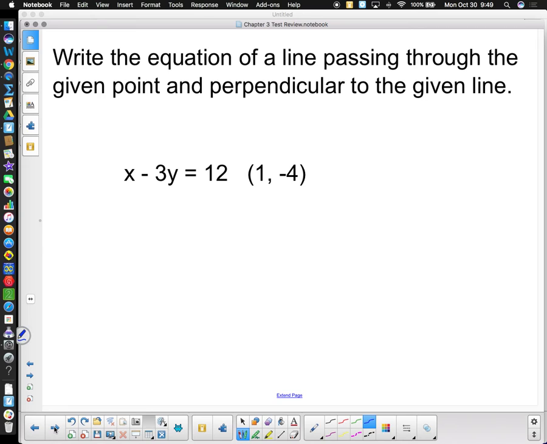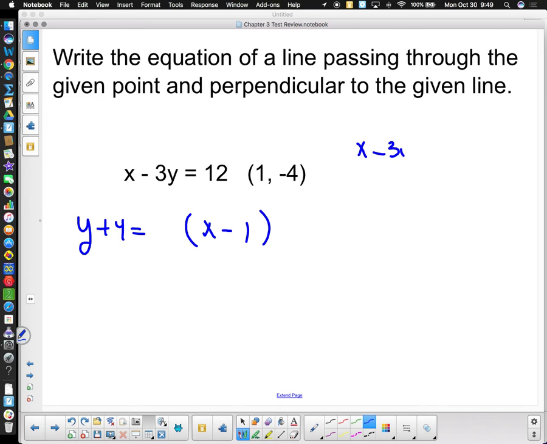Same thing again. y minus negative 4 equals some slope times x minus 1. Is my slope going to be 1, the coefficient of x? No, I have to rearrange it.